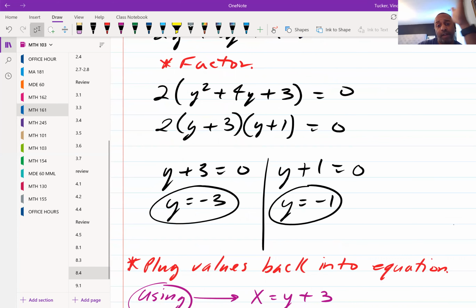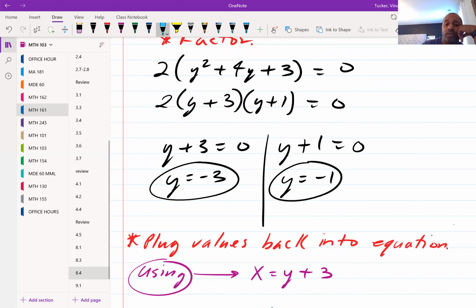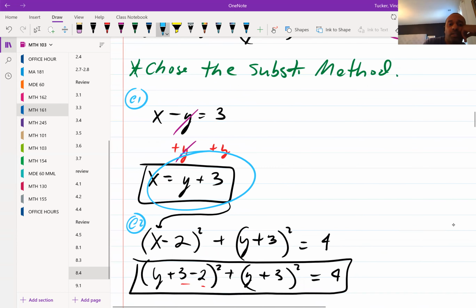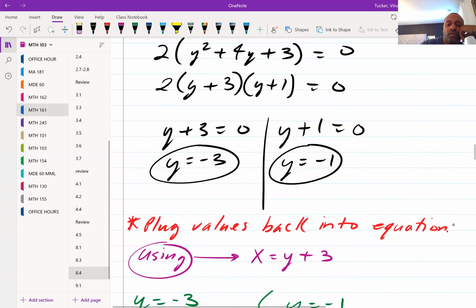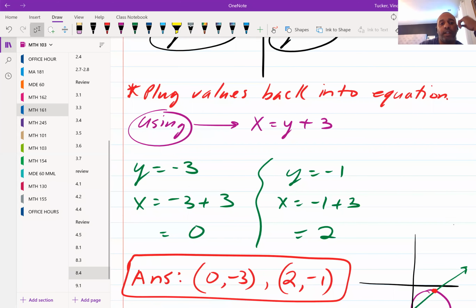Now, once again, once we have our y components of our ordered pairs, we need to find the x. So we plug the values back into the original equation. So you see I'm using x equal to y plus 3. That goes back to this. I took my equation 1 and solved it for x. So x equal to y plus 3, plugging in -3 gives me 0. Plugging in -1 gives me 2.